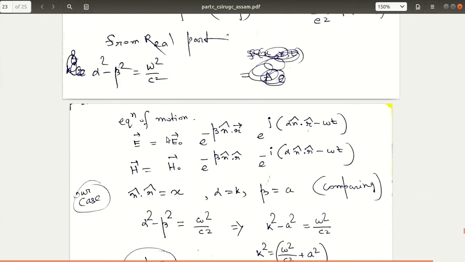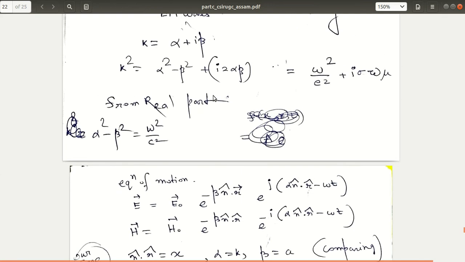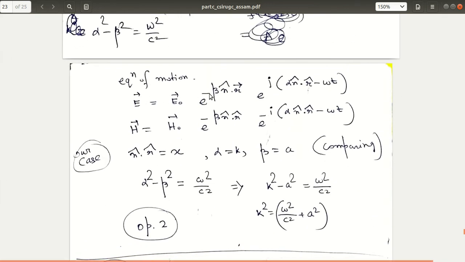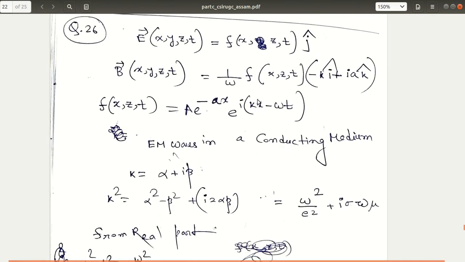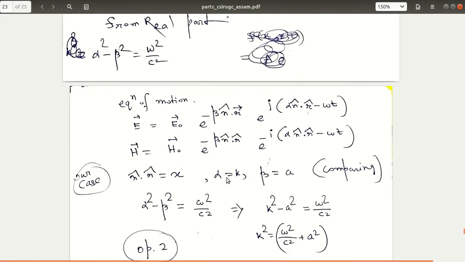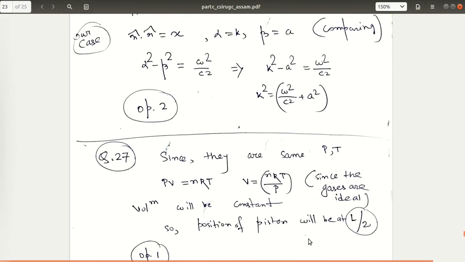If you write the solution of the Maxwell equation, E will be E0 e to the power minus of beta n cap dot r cap, e to the power i into (alpha n cap dot r cap minus omega t), and H will be H0 e to the power minus of beta n cap dot r cap and e to the power i into (alpha n cap dot r cap minus omega t). So here n cap dot r cap is x in our case, because you can see this equation here is x, and alpha is basically k and beta is basically a. So alpha square minus beta square is equal to omega square by c square. So k square minus a square will be omega square by c square. So k square will be omega square by c square plus a square. So option 2 will be correct.